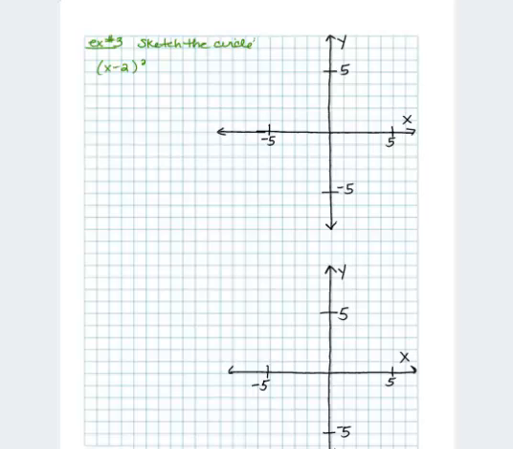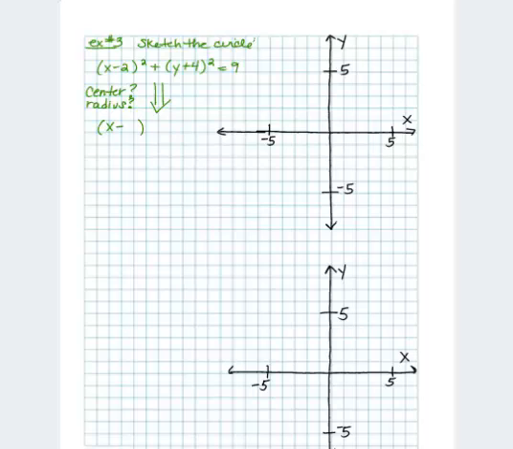(x minus 2) squared plus (y plus 4) squared equals 9. So what do you need when you want to sketch a circle? You need to know where to point the center and how far out to go. What's your radius going to be? So we need our center. We need our radius. Probably the easiest way to think about this is, can you rewrite this in the general form?